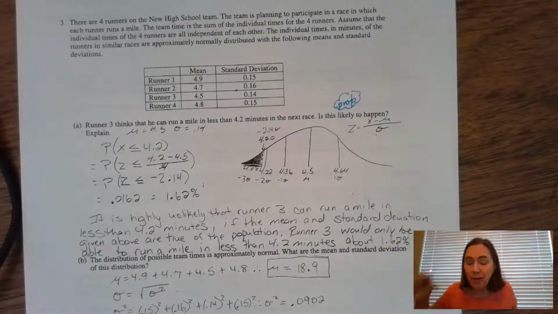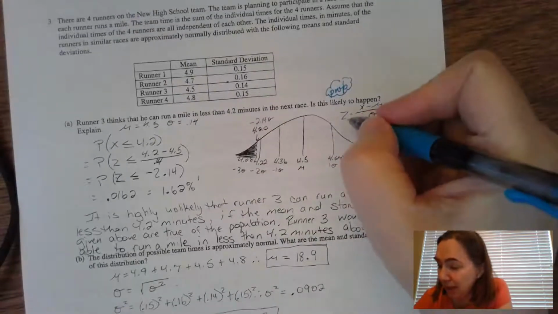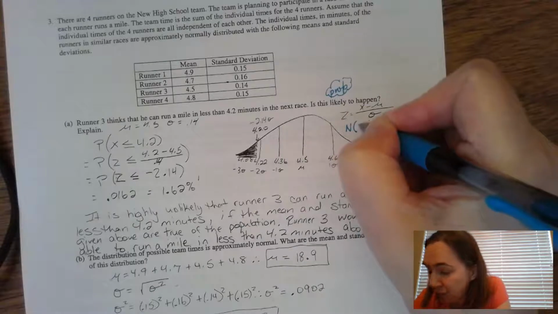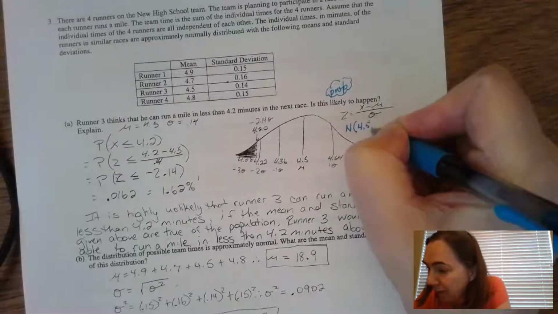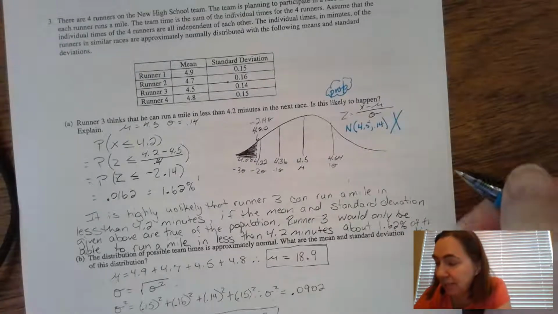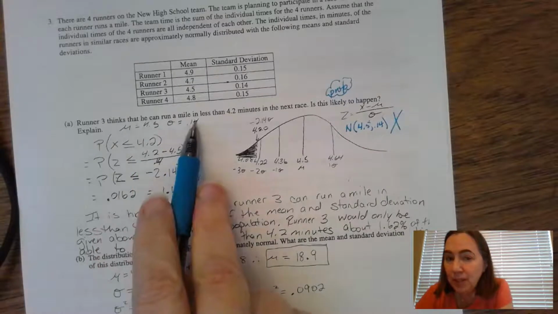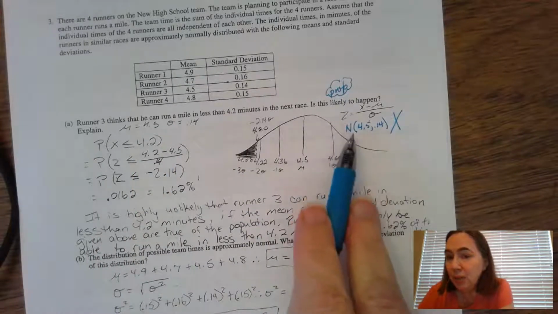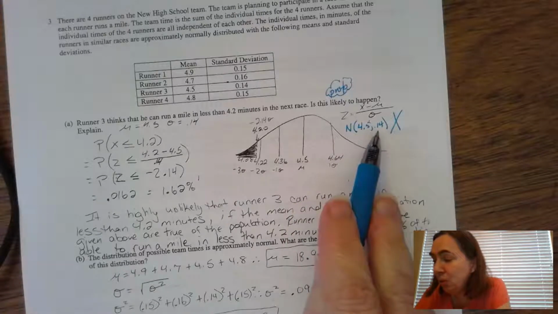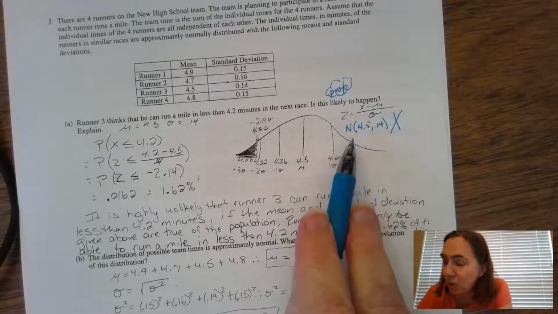So what I'm looking for in the solution is, do you recognize that it's a normal model? That means you need to have N, and then the mean and standard deviation for runner 3 would be 4.5 and 0.14. That's missing here. Now the AP might take it because they're listed over on this side, but remember, for us, I want you to do it the way that I've taught you. This is the classic way of denoting that you're working with a normal model, so that's what I'm expecting from runner 3. Now I'm also looking for shading.